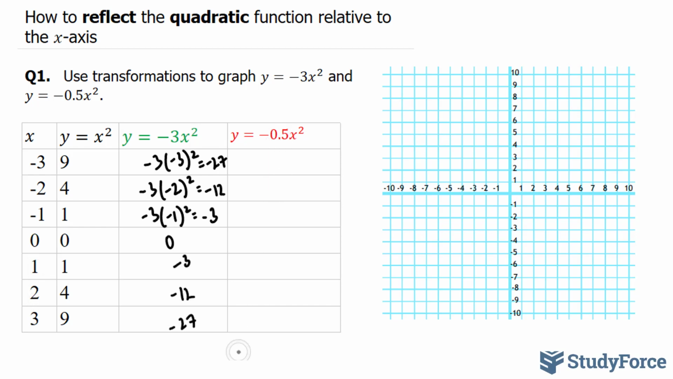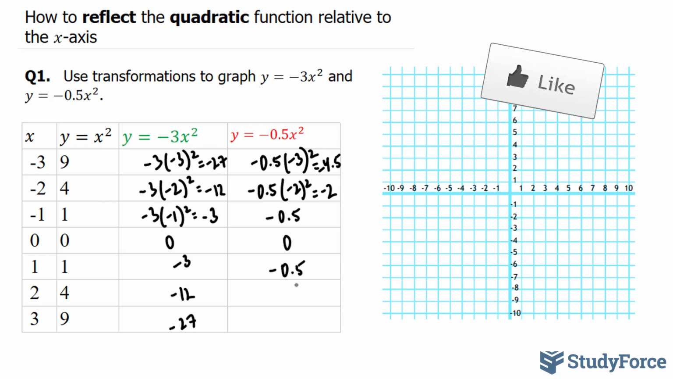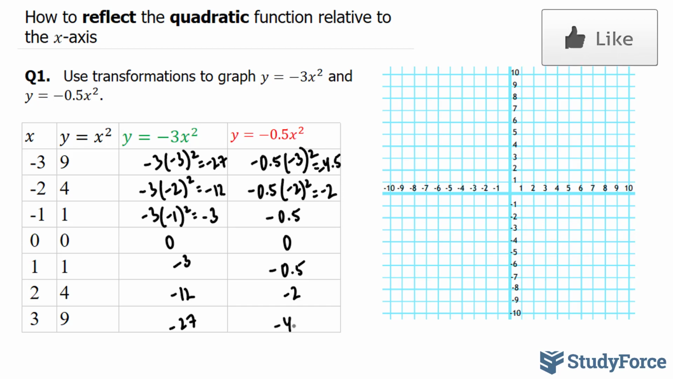And I'll do the same thing here. Negative 0.5 times negative 3 to the power of 2 is equal to negative 4.5. Then we end up with negative 0.5 times negative 2 to the power of 2, which is equal to negative 2. This one is equal to negative 0.5, 0, negative 0.5, negative 2, and negative 4.5. And in case you need to confirm, you can use your calculator to do that.